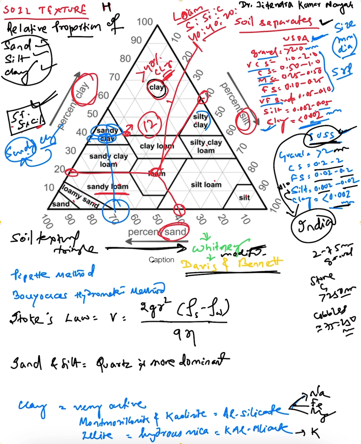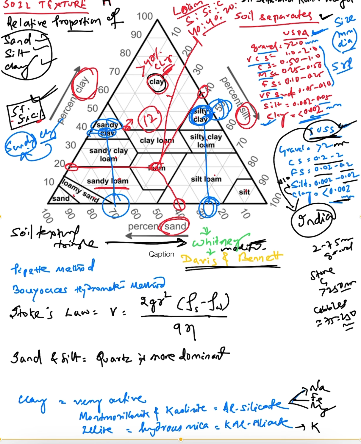Here you can see silty clay. In case of silty clay, the sand portion is very less, but the silt content is very high as compared to the sand. So silty clay means the clay where silt is more dominant.